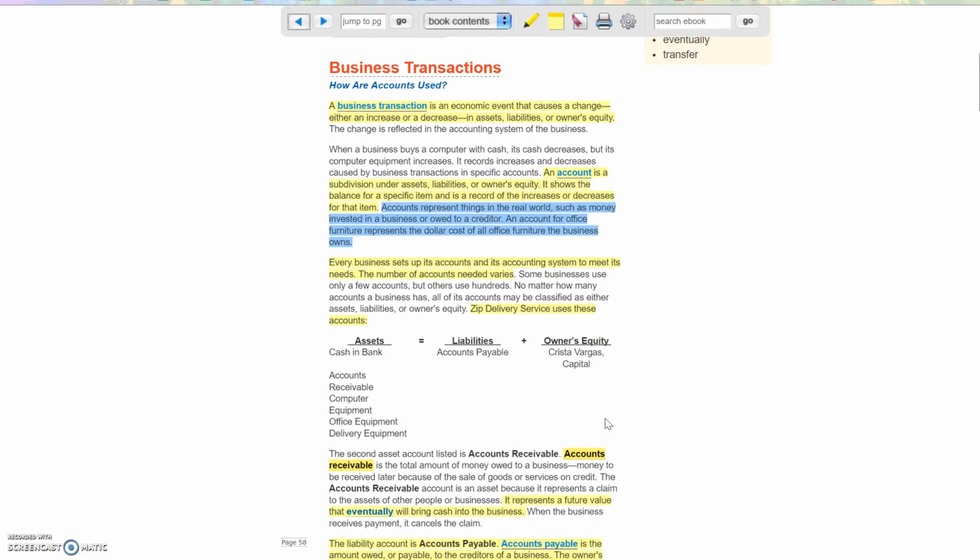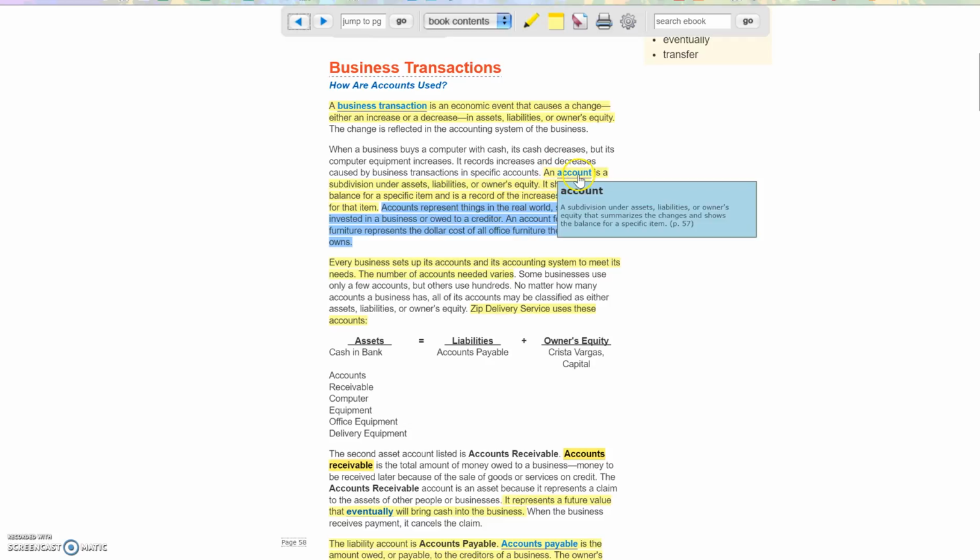But just to talk about them for a second, a business is going to buy a computer with cash. Its cash is going to decrease, because we have to pay for the computer, but the business is acquiring a new asset, and so that asset is increasing. We record these increases and decreases in something called an account.